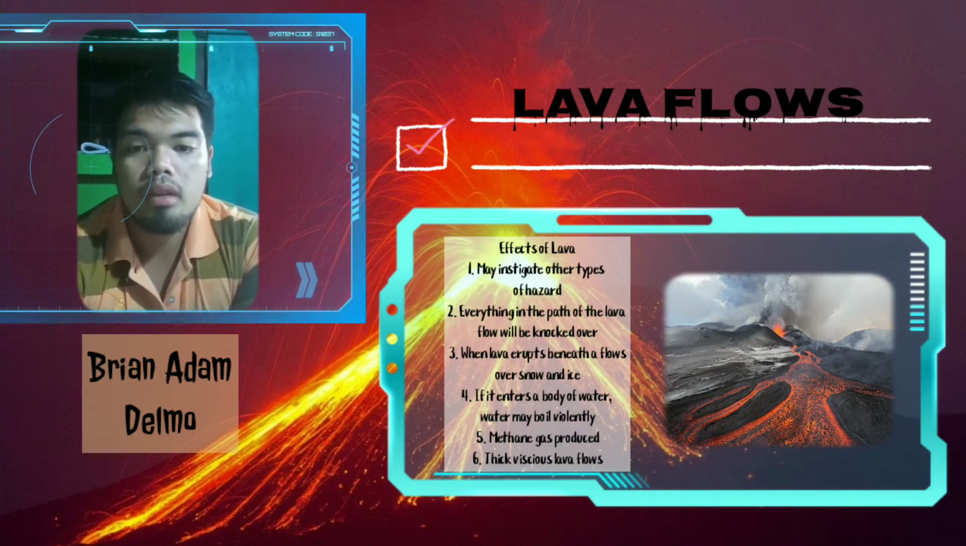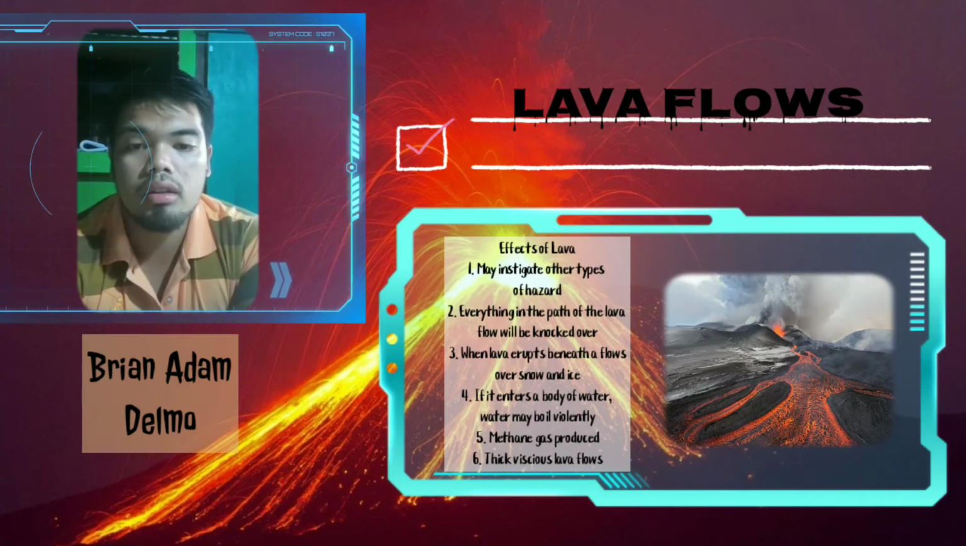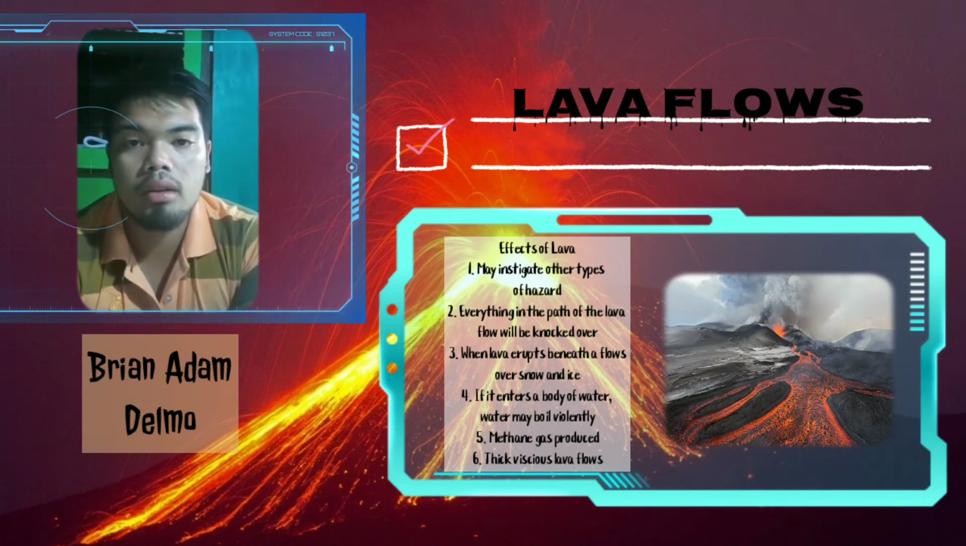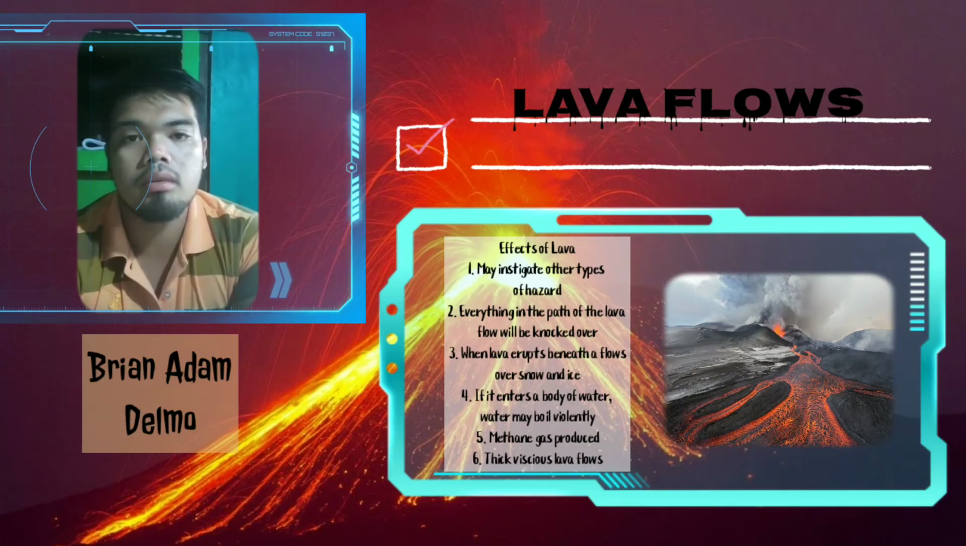Number 4, if it enters a body of water, or water enters a lava tube, the water may boil violently and cause an explosion, showering molten spatter over a wide area. So the water reacts because of the extreme heat of the lava. If the lava passes through water, it will cause a shower of hot water.